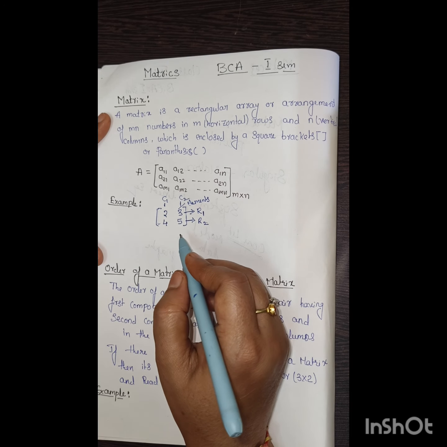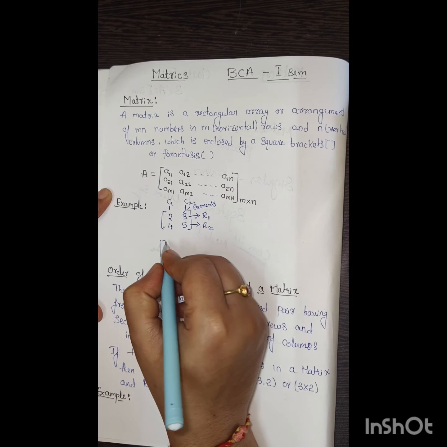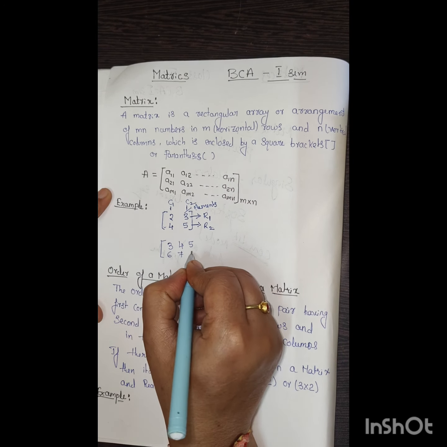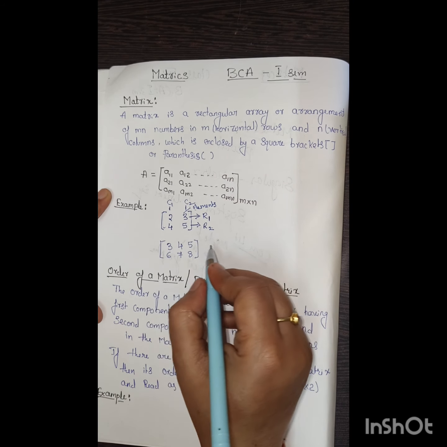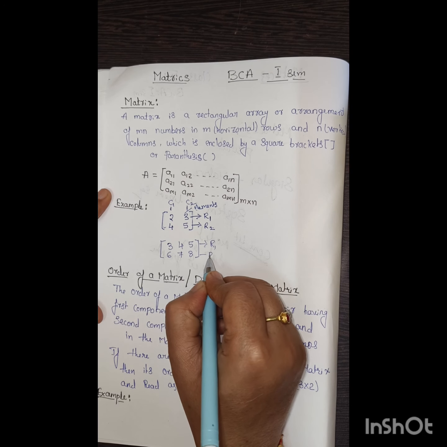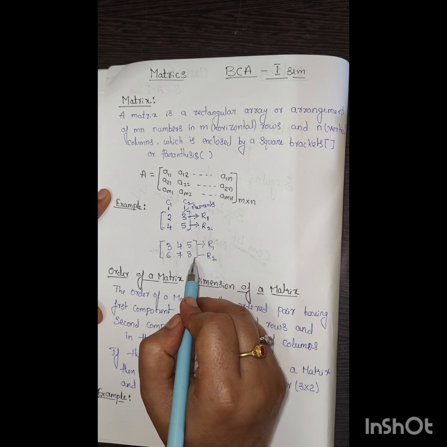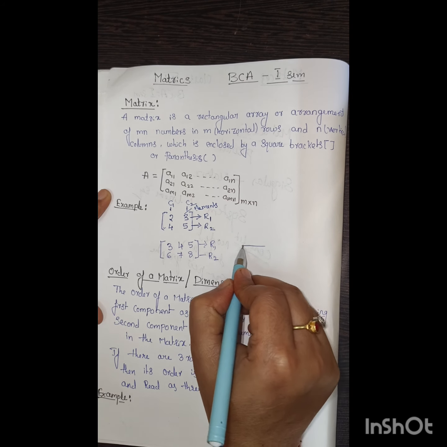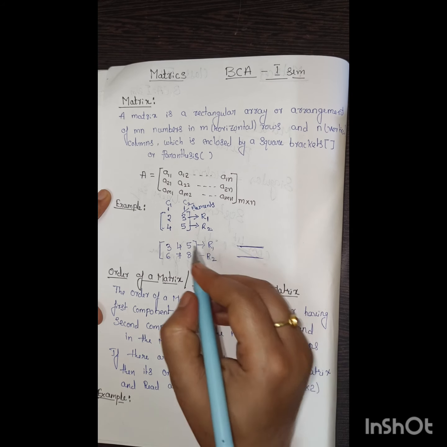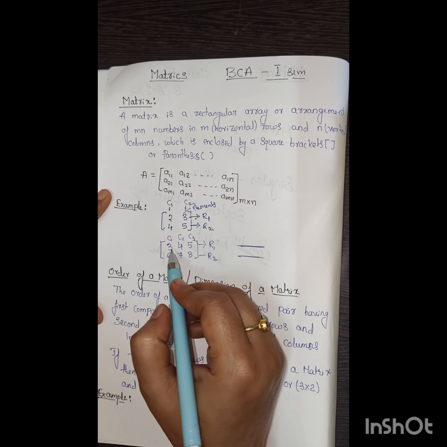Okay, I will give another example. So how many rows does it have? This is the first row, and this is the second row. 3, 4, 5 is in the first row. 6, 7, 8 is the second row. If you are writing in a horizontal, it's called a row. If you are writing in a vertical, it's called a column. So how many columns does it have here?